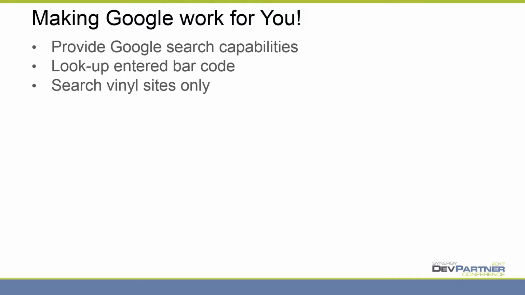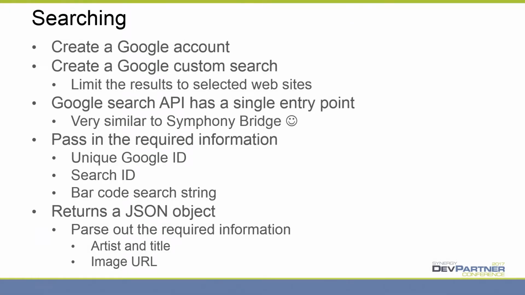What we're going to do then is look up the entered barcode details. So we want to be able to limit the results to just vinyl stores or vinyl sites. To do the searching, you have to have a Google account. You can create a Google account, they're free. Then you create a custom search, and it's in the custom search where you say, I only want it to come from this site, this site, this site, or use these phrases, or what have you. So you can limit the amount of information that gets pumped back to you from the site.